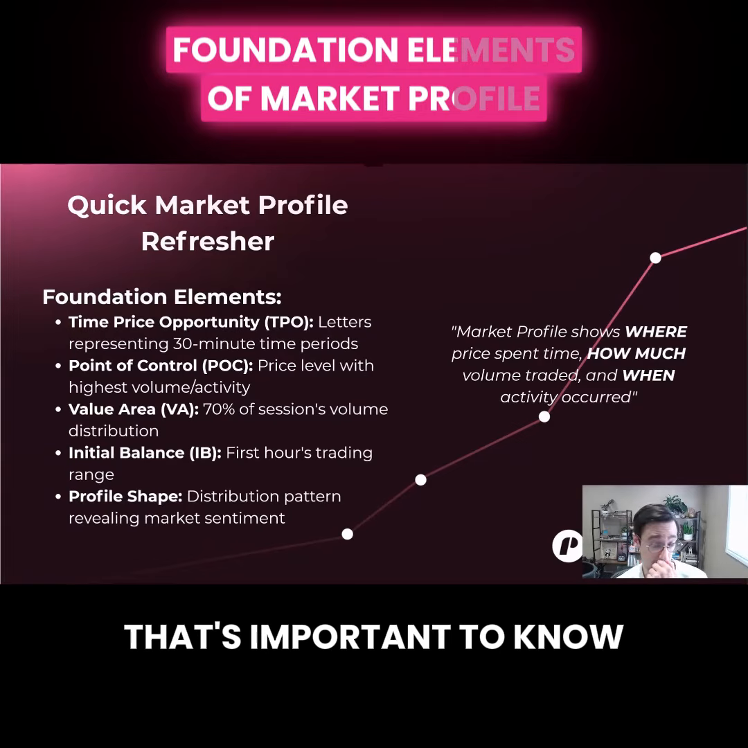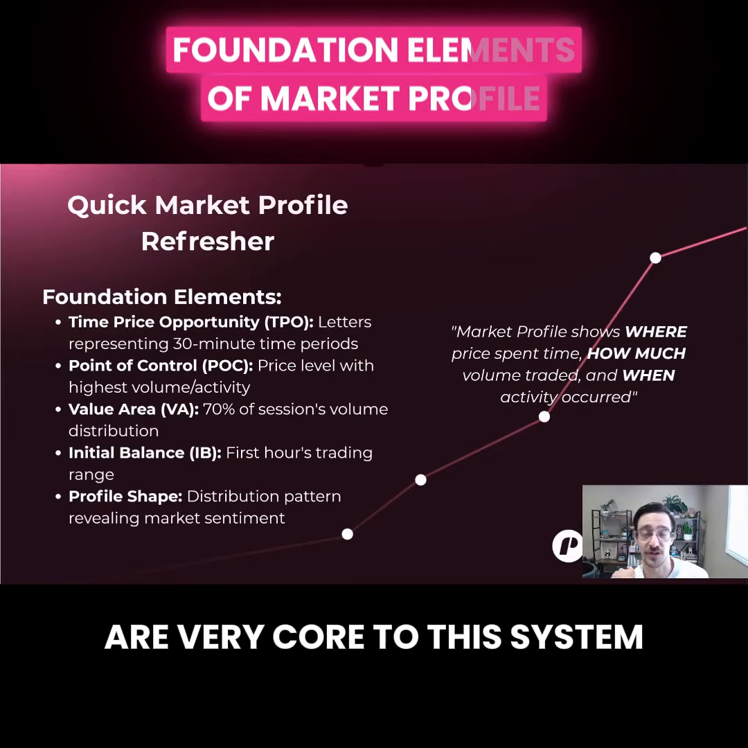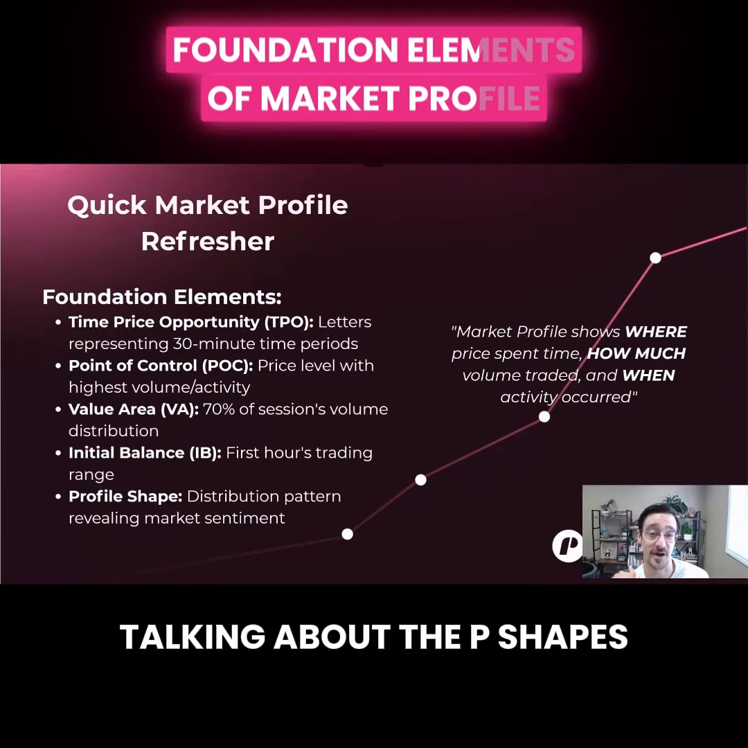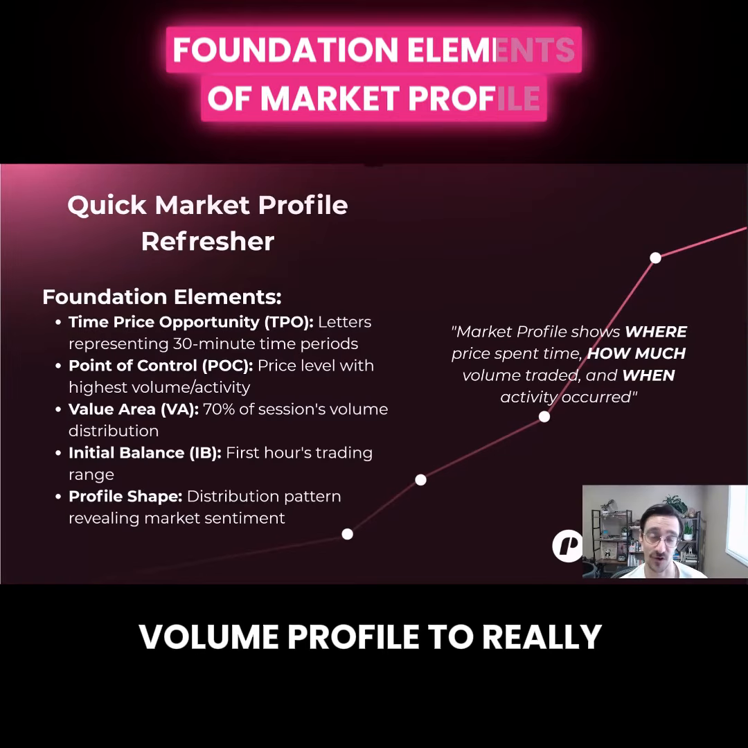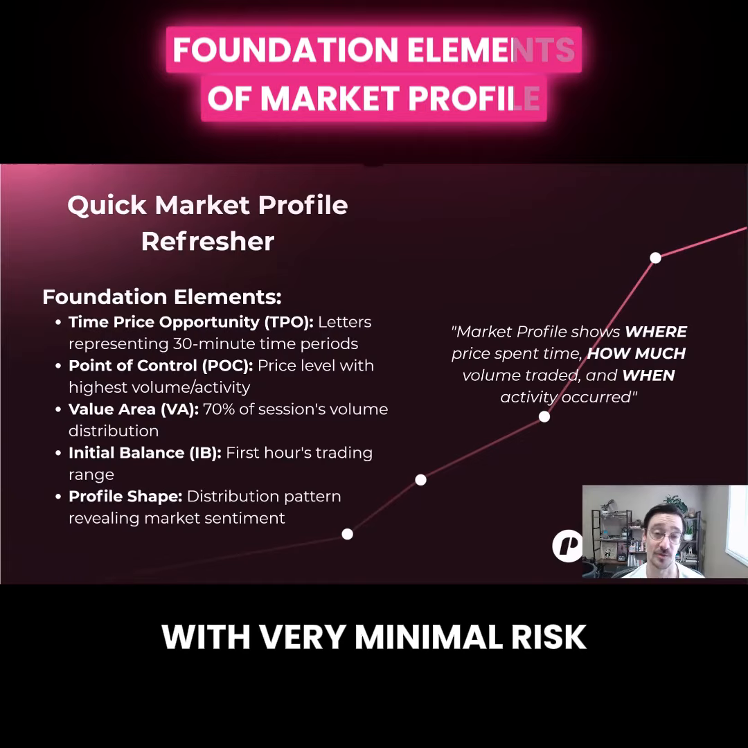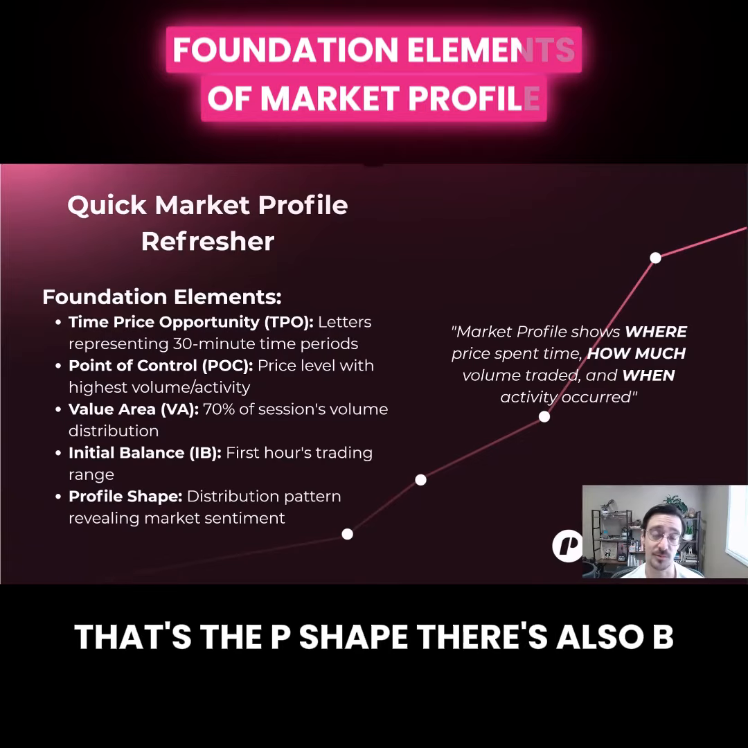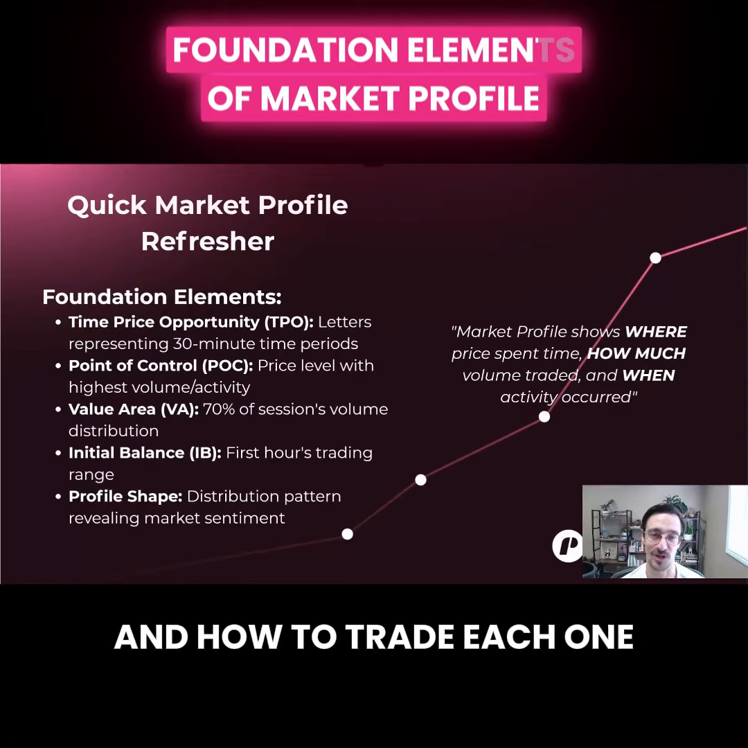That's important to know. And then we're going to be talking about different profile shapes as well, because the different profile shapes are very core to this system. We're going to be talking about the P shapes, and how I use that P-shaped volume profile to really juice returns and get a very, very tight entry with very minimal risk. That's the P shape. There's also B, which is bearish, and D, a balanced one. So we're going to talk about all three and how to trade each one.